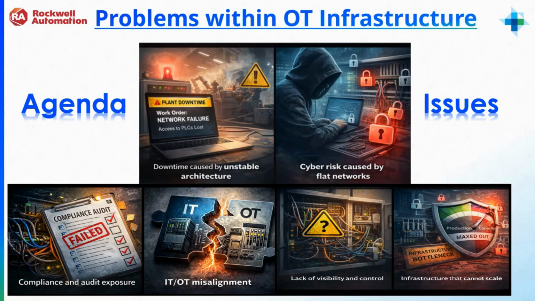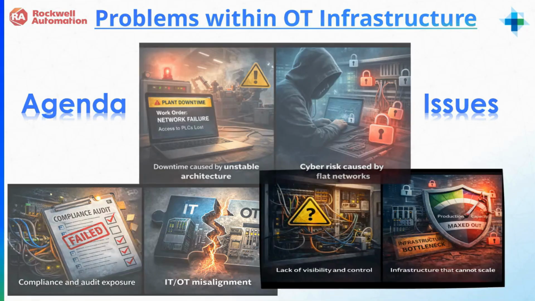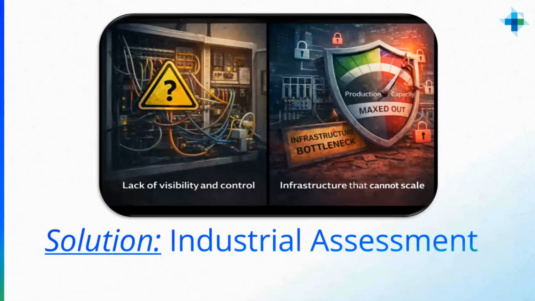So these are 6 typical issues that we see within an OT environment. And now we're going to start to talk about some possible solutions. So we're going to highlight these first 2 problems, which is lack of visibility and control, as well as infrastructure that cannot scale. And our solution here would be industrial assessment.